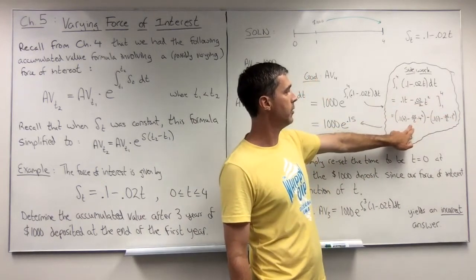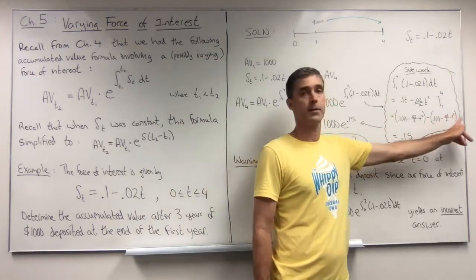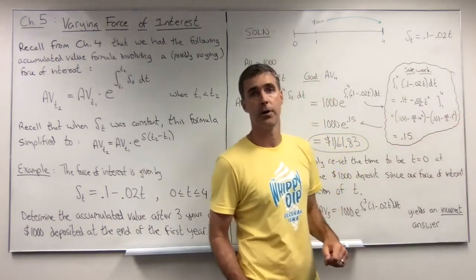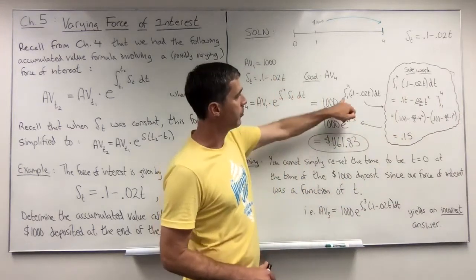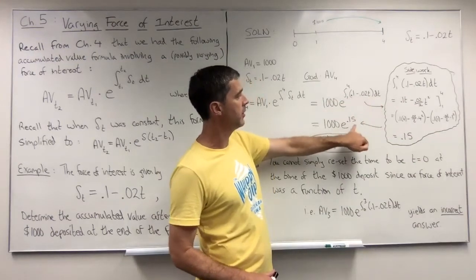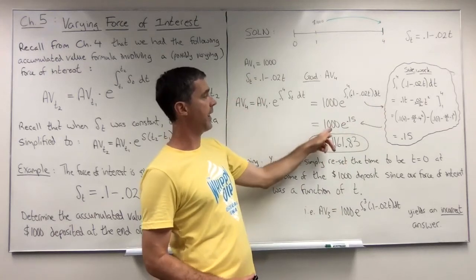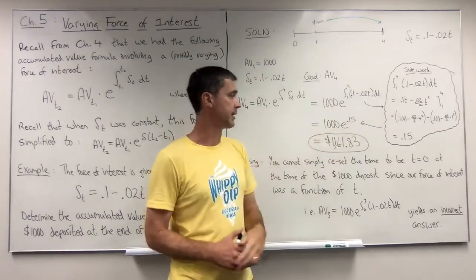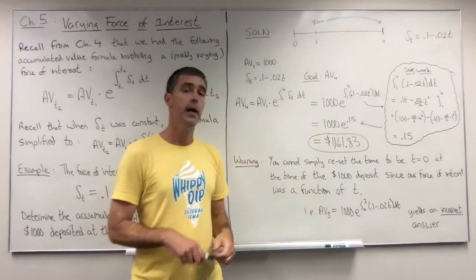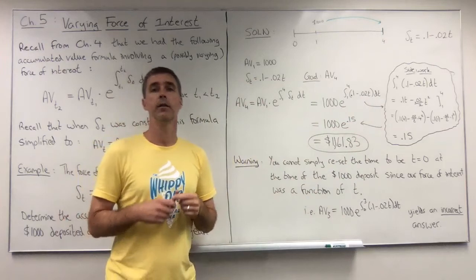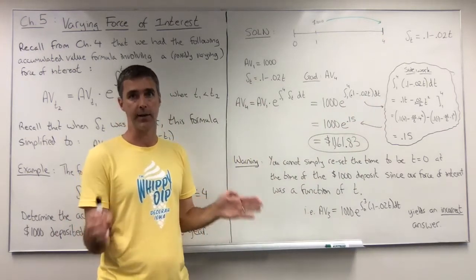So I plugged in 4, minus, plugged in 1. Make sure that subtraction sign acts upon the entirety of plugging 1 in, so parentheses are helpful. And that cranked out to be 0.15. So I can replace this definite integral in the exponent with the number 0.15, right? So the accumulated value at time 4 is 1,000 times e to the 0.15, which cranks out to be $1,161.83, right?